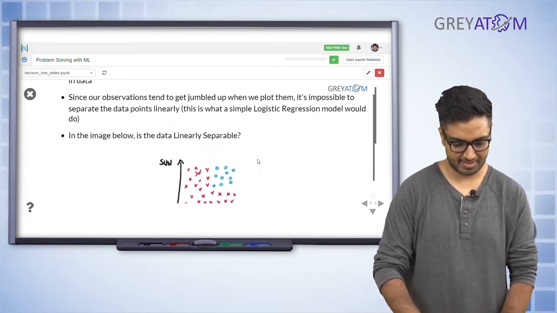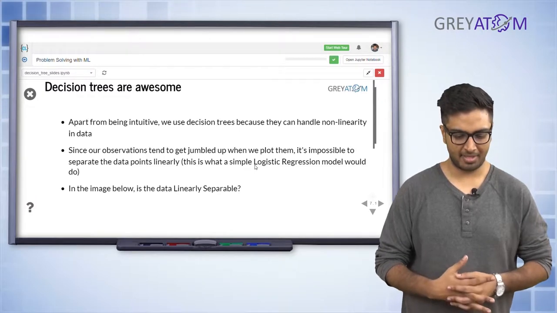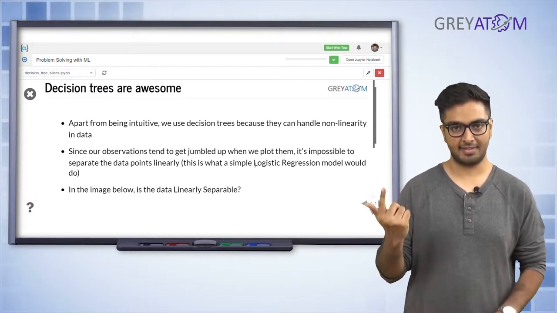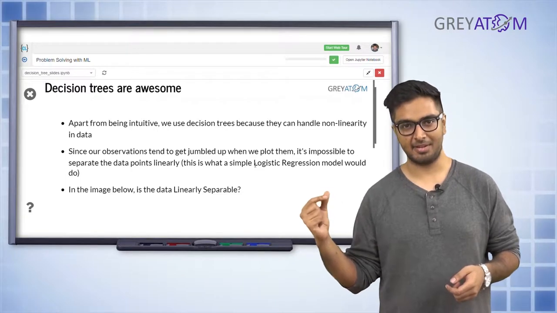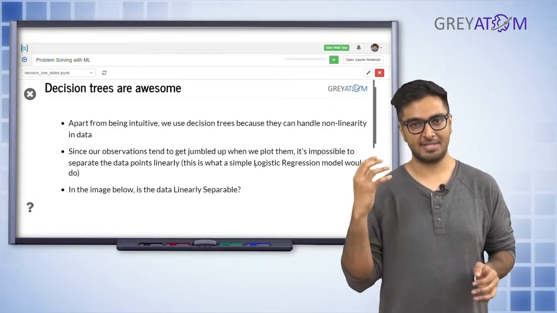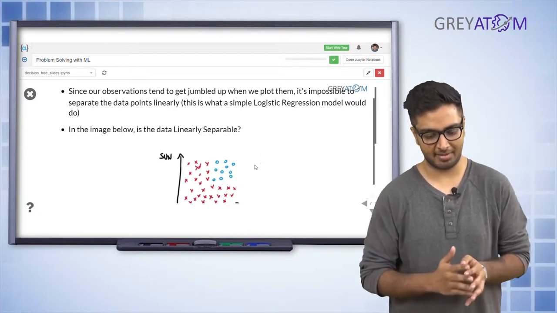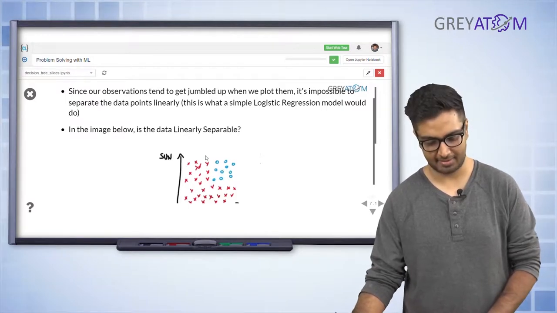Now let's go back through the slides a bit. So we have done till this. Apart from being intuitive, we use decision trees because they can handle non-linearity in data, which I've already explained. A non-linearity is something whereby slightly changing your input variable, your output could change drastically as well. In this image, there are blue circles and red crosses. Do you think they are linearly separable? The answer is no, because there's not a clear line that could separate these two classes.